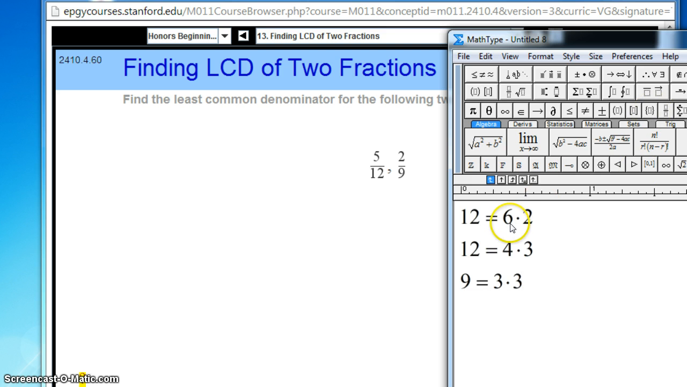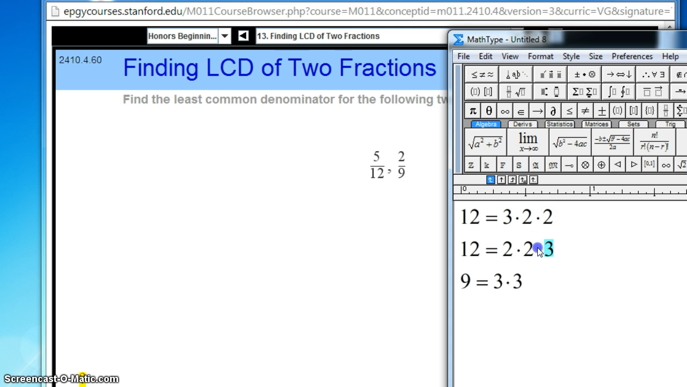However, if we go to the prime numbers, then that will always be the constant. So 3 and 3, that's already prime. But we could break this 6 up into 3 times 2, and we can break this 4 into 2 times 2. So you see we got the same thing. We had different factors, 6 times 2 or 4 times 3, but once we broke everything down into its primes, we were able to get the same thing.